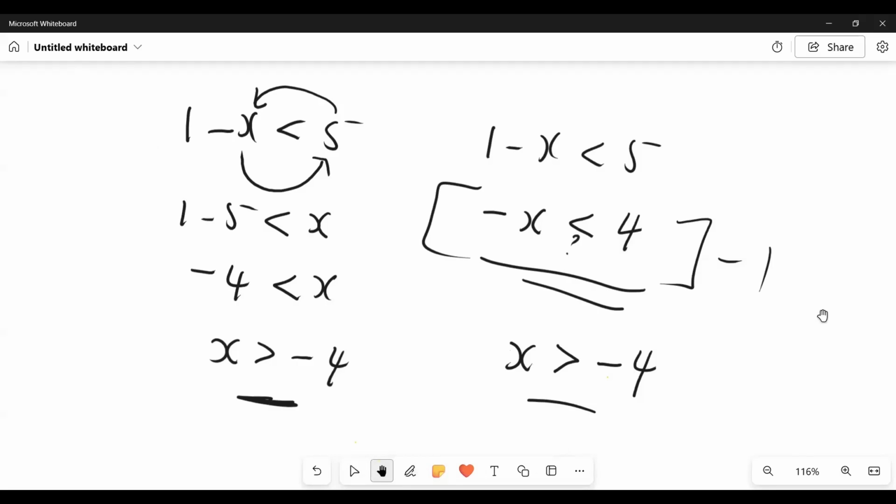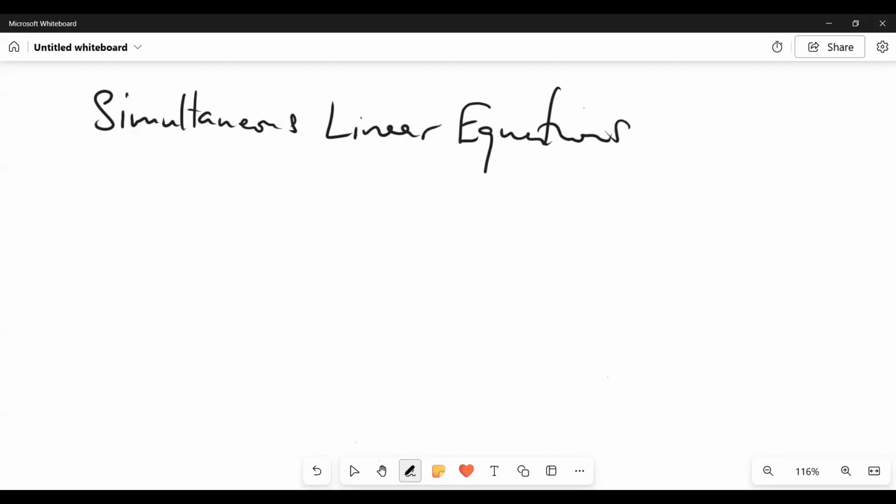Let's talk a little about another set of equations now. We want to talk about simultaneous linear equations, I'll stick with linear for now. Here is where you have two lines, basically, and you want to find where they intersect, right? So maybe I can throw up a pair there.